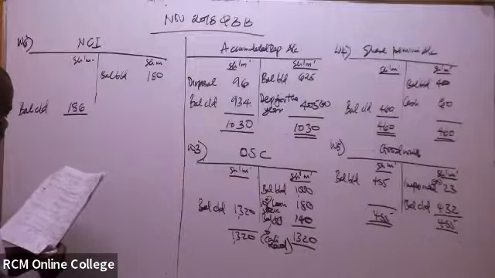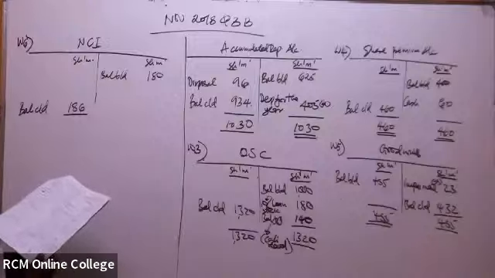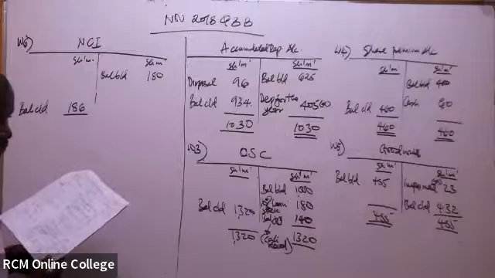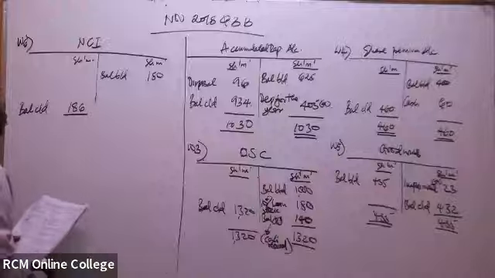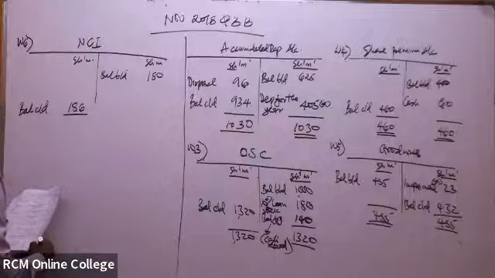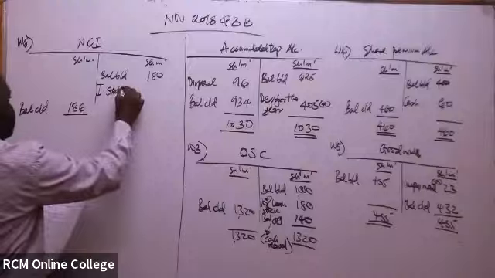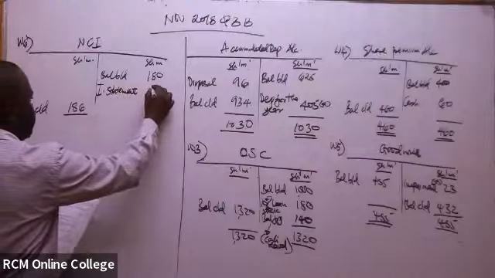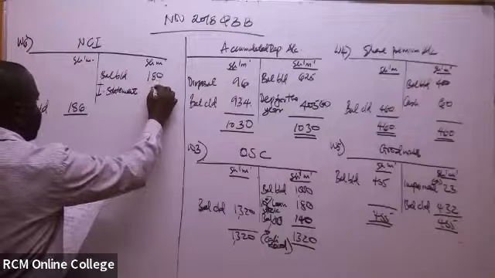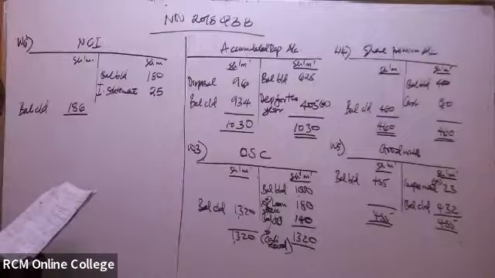Then the profits attributable to the NCI from the income statement, which is the last figure in the income statement. While you are debiting the income statement, here we'll end up crediting. In the income statement we are told the profits attributable to this NCI were an amount of 25.